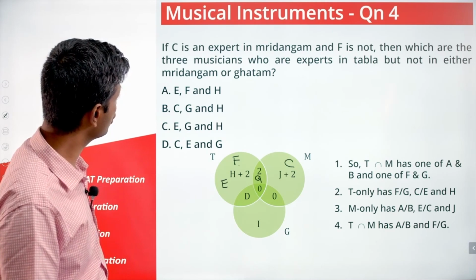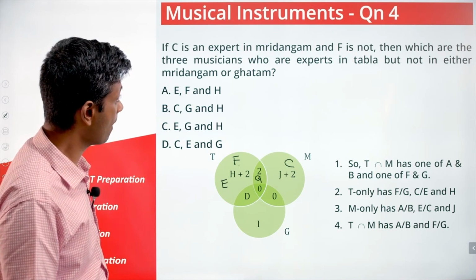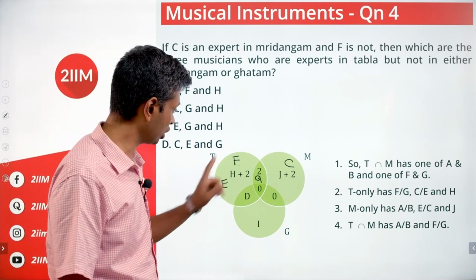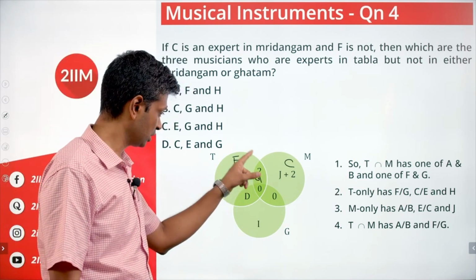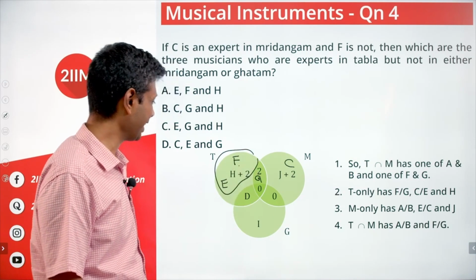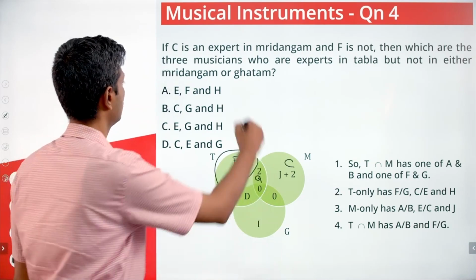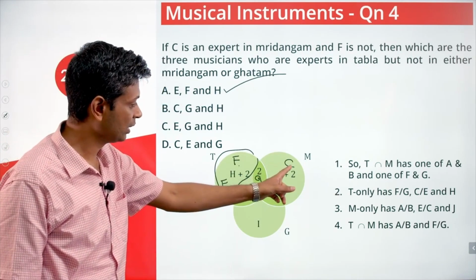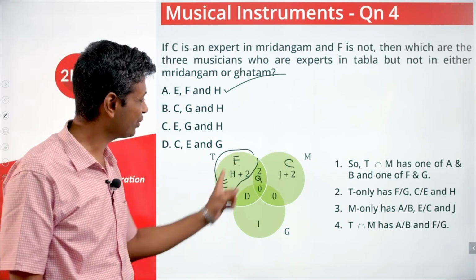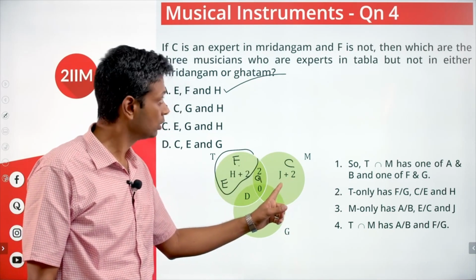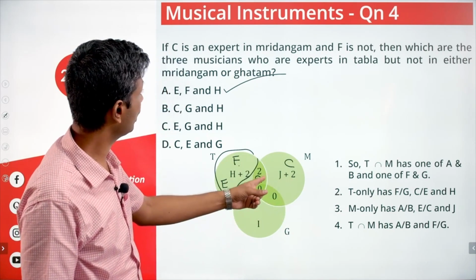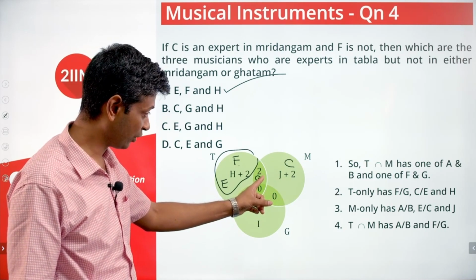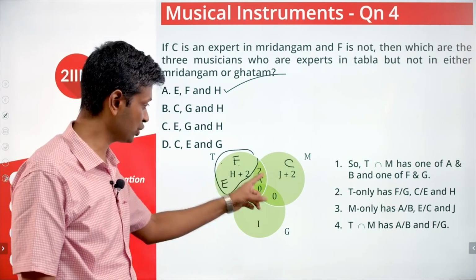Then which are the three musicians who are experts in tabla but not in either mridangam or ghatam? Tabla but not in mridangam or ghatam. This tabla only. E, F and H. Got that. And so if C sits here, that means E should sit here. F is not here. We told F is not an expert in mridangam. That means F or G is here. F cannot be here. F has to be here and G has to be here.